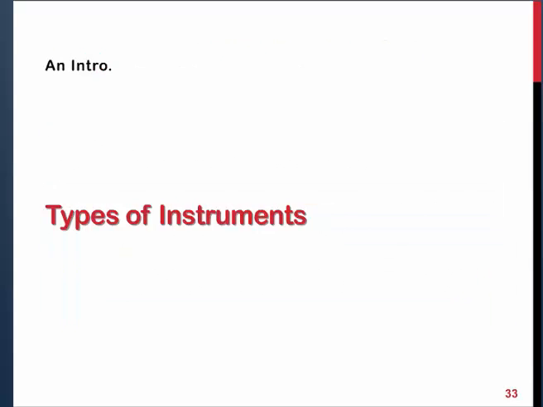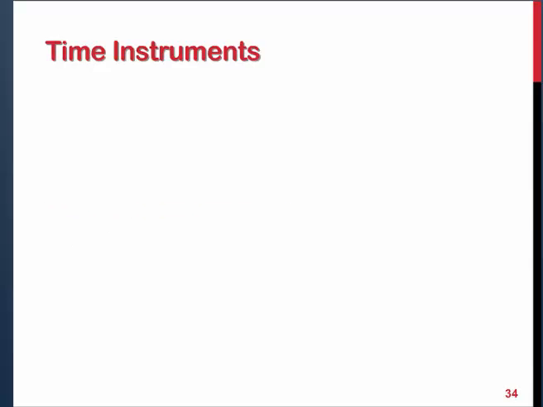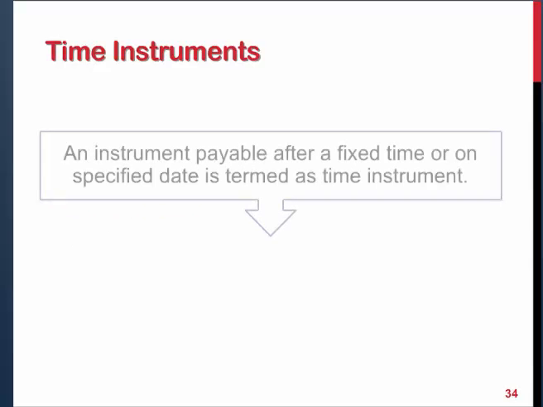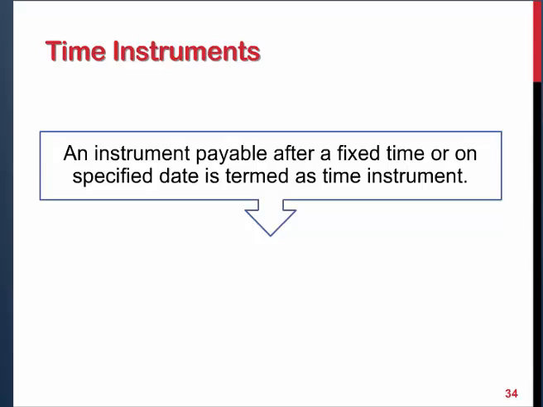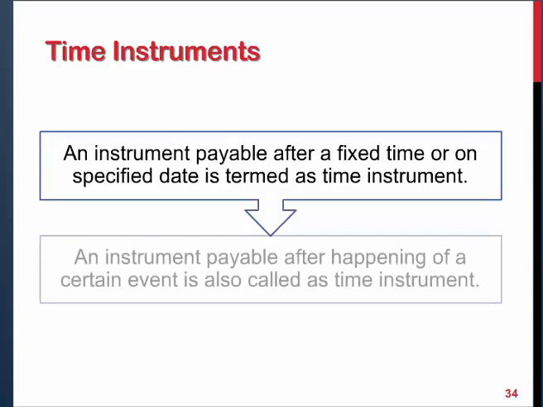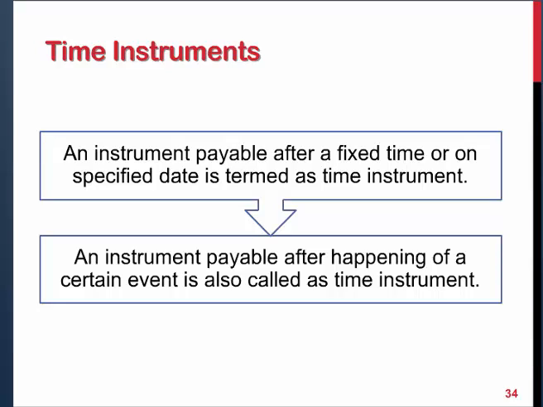Now we will discuss types of negotiable instruments. We can also say the classification of negotiable instruments. Time instruments. An instrument payable after a fixed time or on a specified date is termed a time instrument. An instrument payable after the happening of a certain event is also called a time instrument.